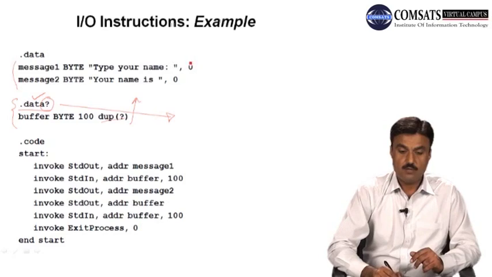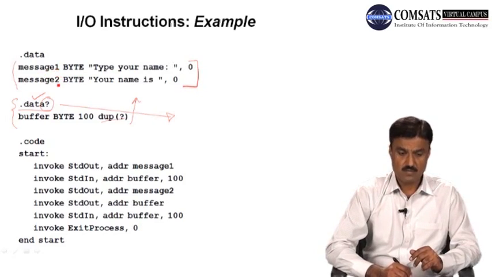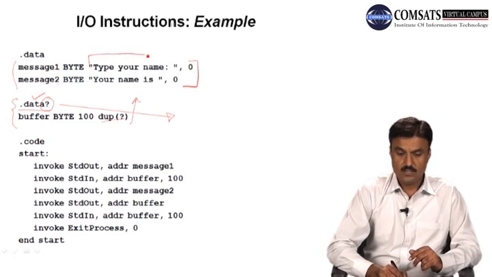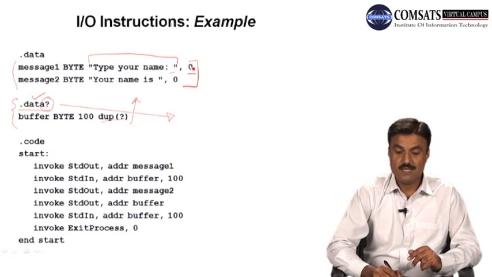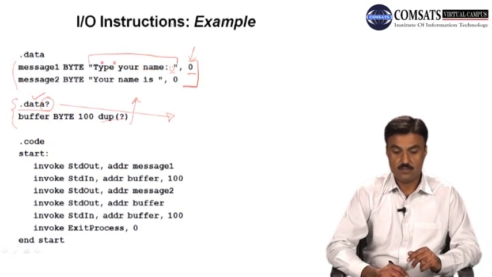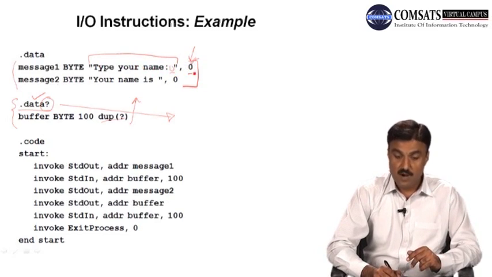So here we define only two messages, two variables, message 1 and message 2. All these are strings. The string starts from here, the first character is T, the last character inside this parenthesis is a space, and the next and exactly last character is the 0 here. Inside the parenthesis we have a space and then a colon and name and so on. But this string is terminated by the 0 value. This is part of this string.